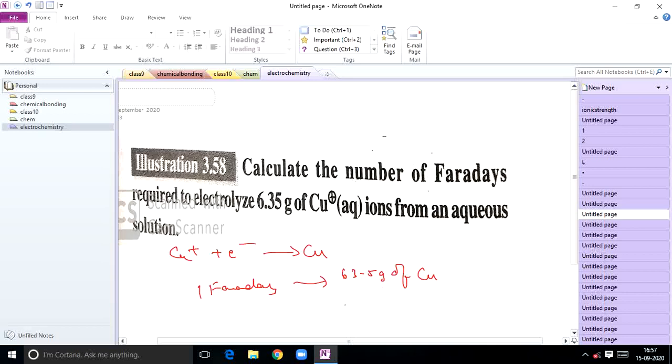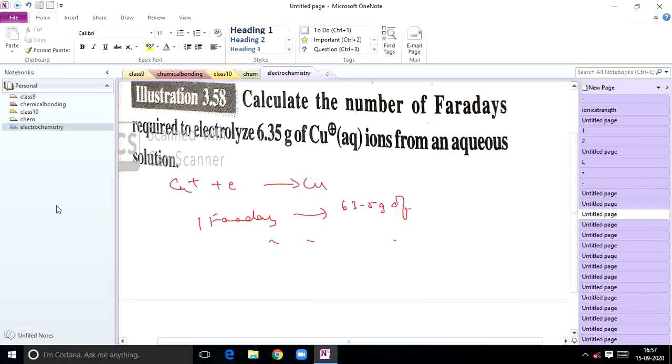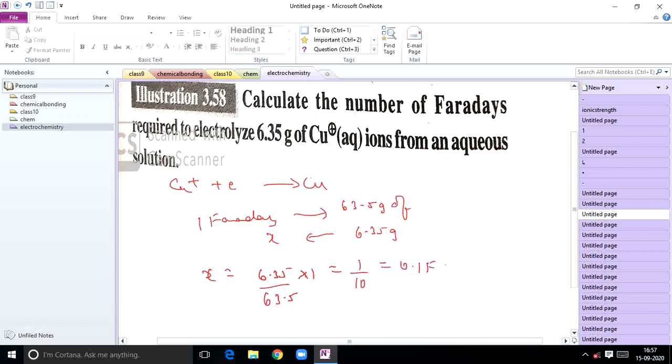He is asking the number of Faradays for 6.35 grams of Cu. In order to deposit 6.35 grams of copper, how many Faradays are required? X for 6.35, 1 Faraday for 63.5. So finally X is equal to crisscross, 6.35 by 63.5 into 1, so 1 by 10, which means 0.1 Faraday. Like this you have to do, students.